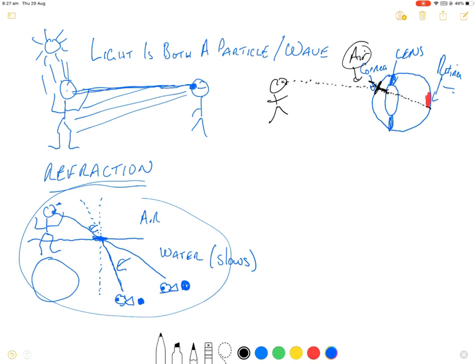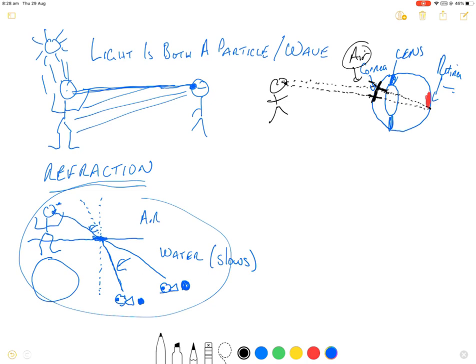Now, of course, the light doesn't just go from one point to one point. There's a whole series of points. So if the ray hits the cornea at the normal, so the angle is the same as the normal, no refraction takes place, and it goes straight on here.